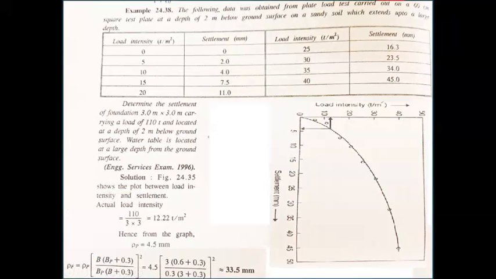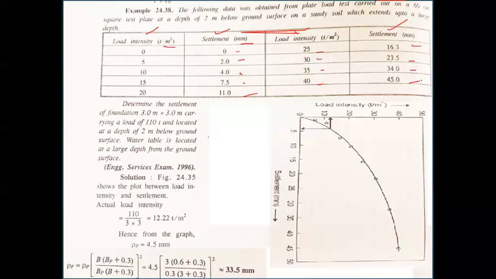The loading intensity as well as settlement values are given in this particular column. Intensity is measured in terms of ton per meter square: 0, 5, 10, 15, 20, 25, 30, 35, 40. These are the load intensity values. And the corresponding settlement values are 0, 2, 4, 7.5, 11, 16.3, 23.5, 34, and 45. These are the settlement values in mm.